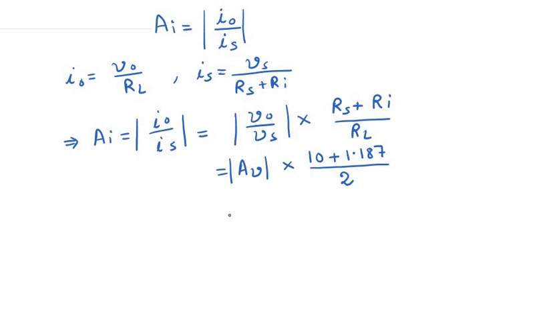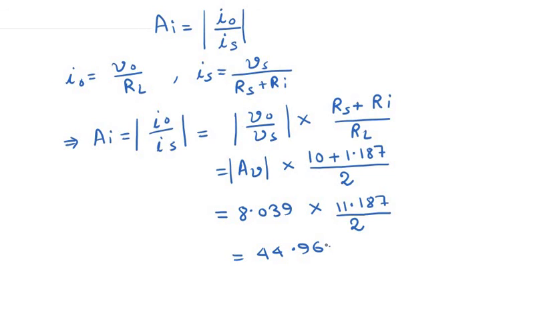Okay, and the voltage gain we calculated on the previous page to be minus 8.039, and we have this mod sign here, so this is 8.039 multiplied by 11.187 divided by 2. If I calculate this, it becomes approximately equal to 44.96. So this is our current gain.